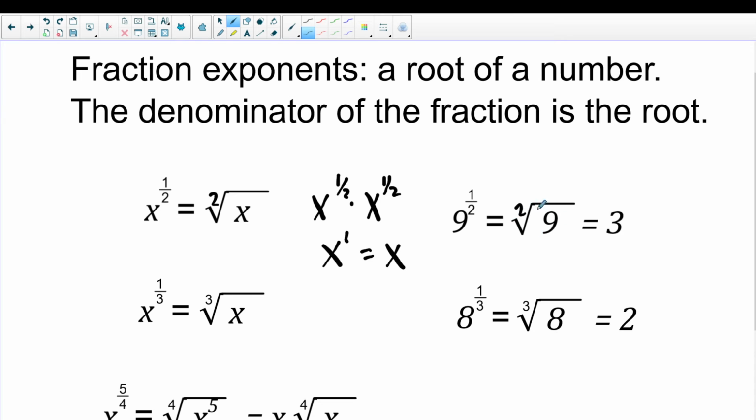Now, when we see this, we're talking about the positive square root. If we were talking about the negative square root, we would put a negative in front of it, or in parentheses, put a negative in front of it. That would give us the negative square root. But right now, this is only talking about the positive square root.